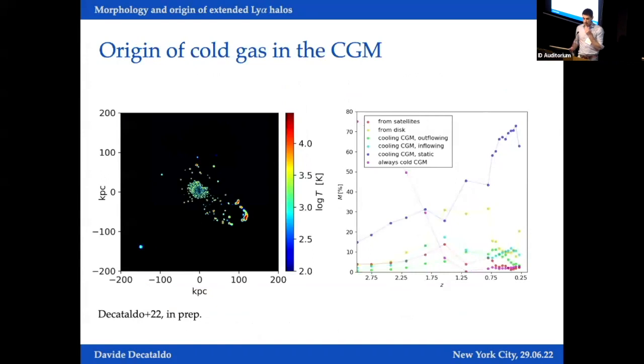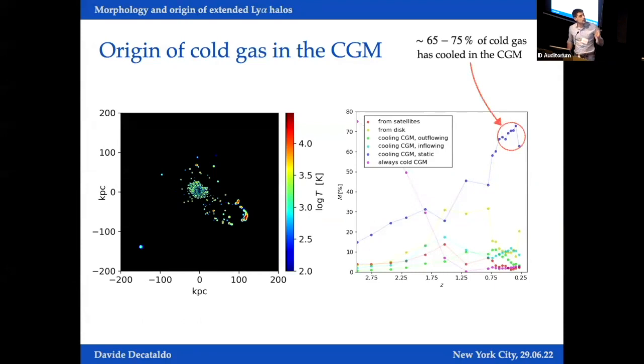And indeed, we decided to explore a bit more what is the origin of this cold gas found in the CGM. In the left plot, you can see how the cold gas below, in this case, 3 times 10^4 K, is found in many small clumps. By tracking back the SPH particles, we can see that most of the gas, like 65 to 75% of the cold gas in the CGM, doesn't come from any other location. It's just gas found in the CGM and cooling down.